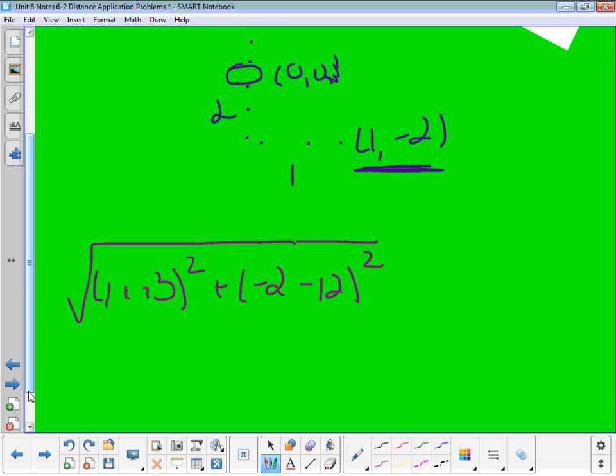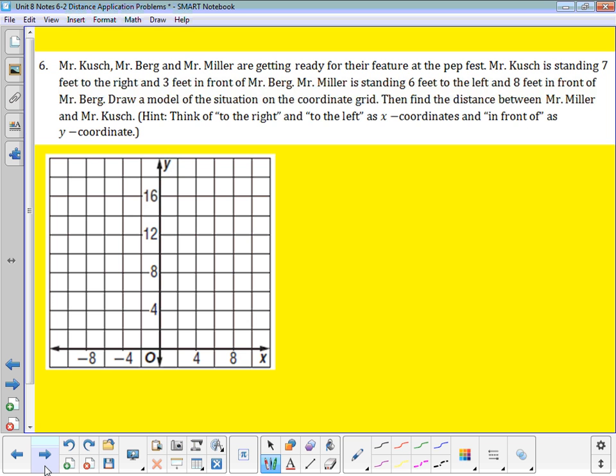So what I want you to do is finish simplifying this problem for me. I want you to completely simplify this out, and remember to simplify the radical at the end. So I want you to finish this part up for me.